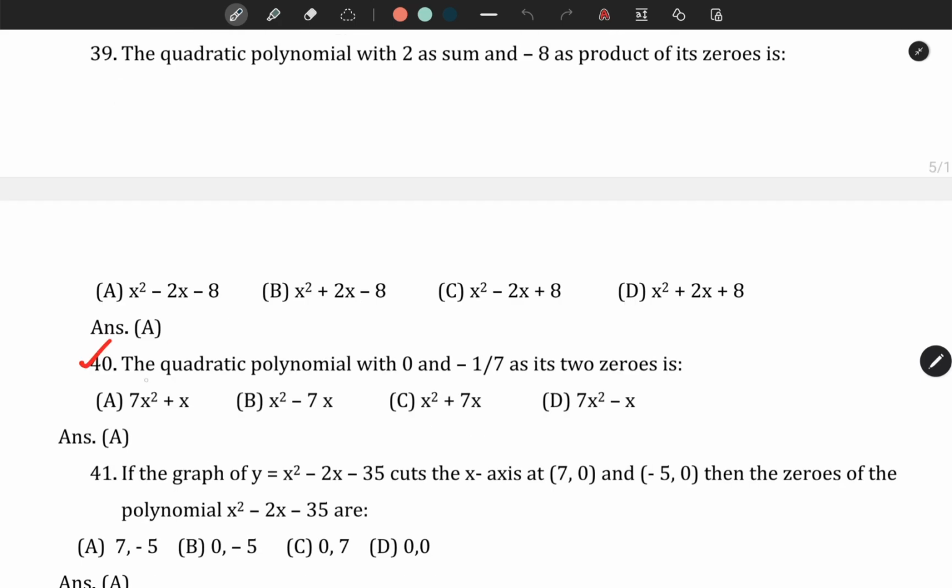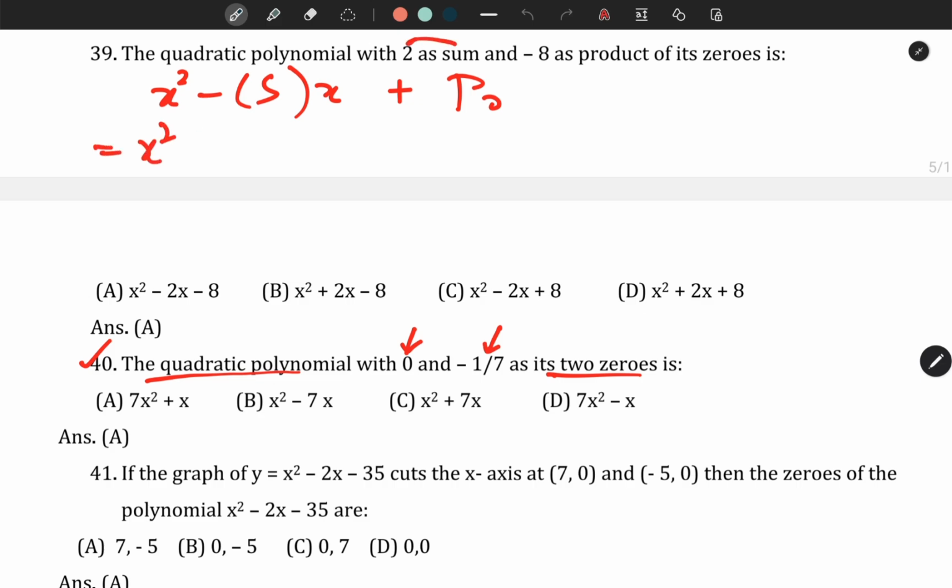In question 40 also, you have to find a quadratic polynomial, so we'll apply the same formula. So here the difference is, in this case the sum and the product are not given, but the zeros are given. So the two zeros are 0 and minus 1 by 7. So how do we calculate? x square minus sum into x plus product. Now the sum of the zeros is not given directly, as in question number 39 the sum was already given, but in this case the sum is not given but the zeros are given. So how do you get the sum?